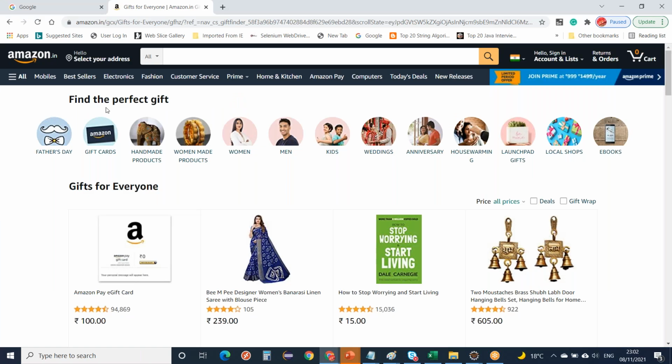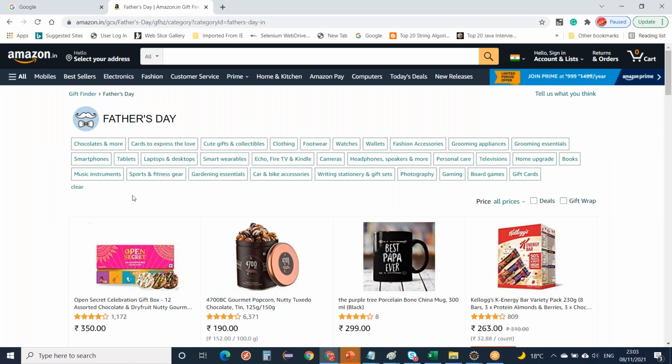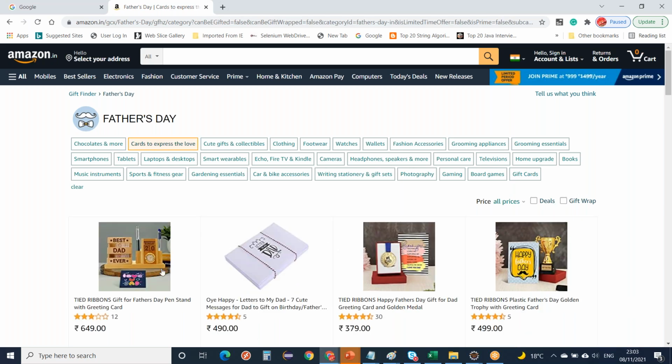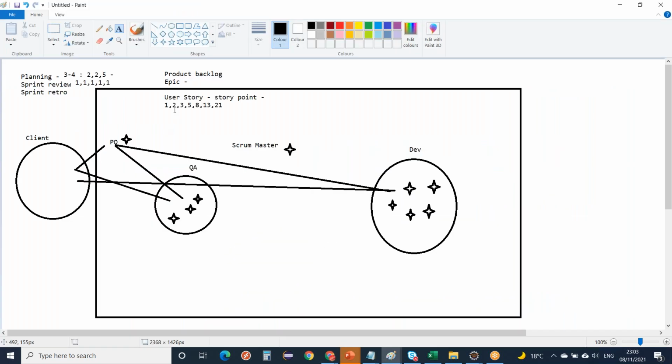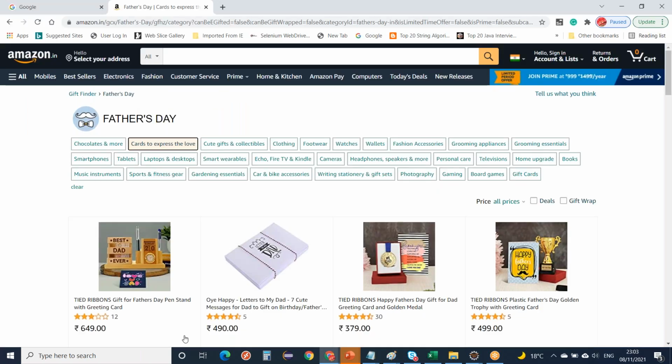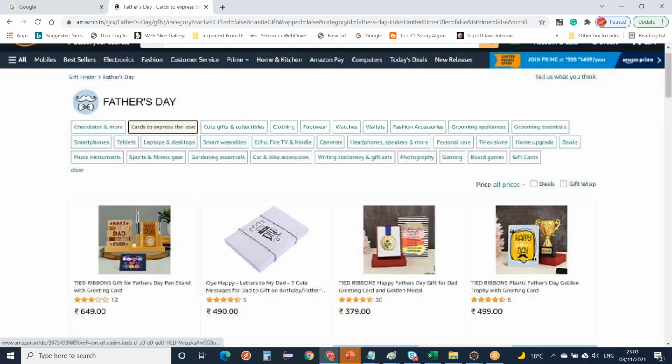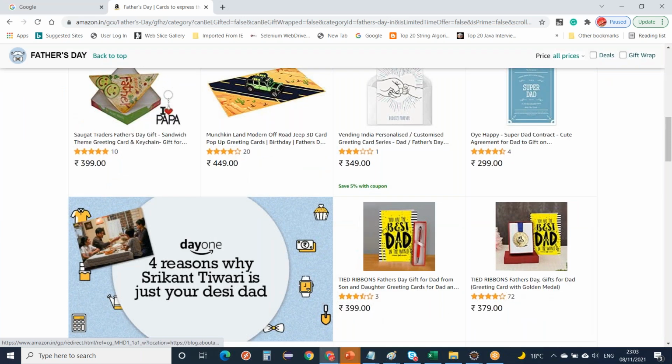If it is only a change for, for example, your user story is about only Father's Day, the gifts given for Father's Day and only for a particular category, only that card to express the love, only for this category, then I'll be giving some 2 pointers. I need to check only this one and then the item list for this category.